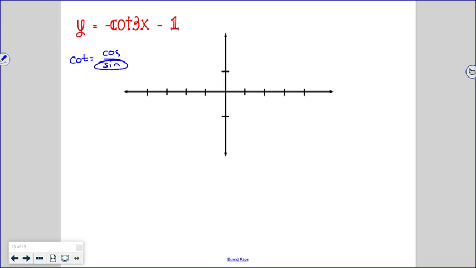We focus on our denominator. I'm going to graph negative sine of 3x minus 1.